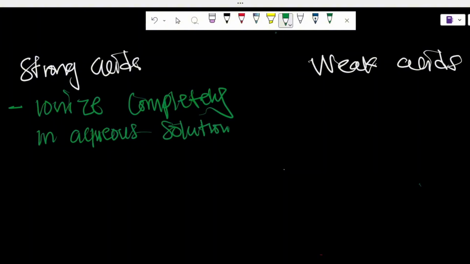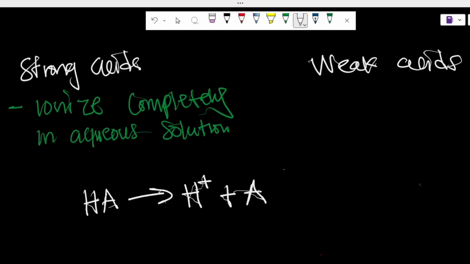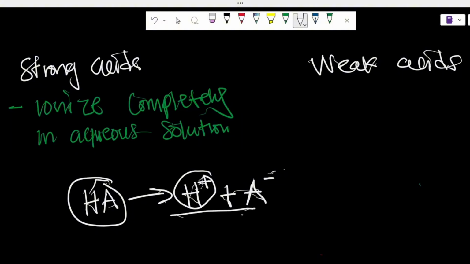What it means is that when you remember the definition of acids, let's say that this is an acid. So when this acid is placed in aqueous solution, you're going to see that it is going to produce the hydrogen ions, and then it is going to remain with the other conjugate base. Now, in this case, when you look at the main reactant that you have, if you see that all the protons have completely separated from the acid, then that means that this is a strong acid.